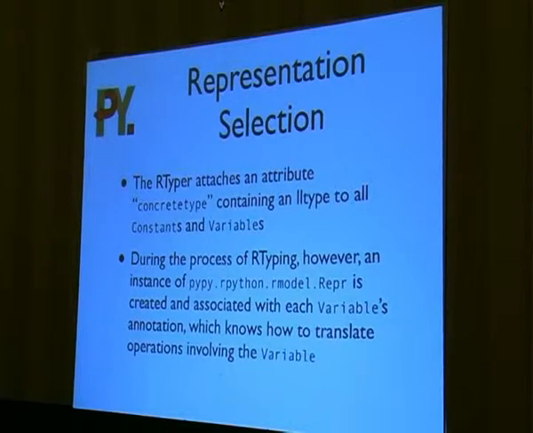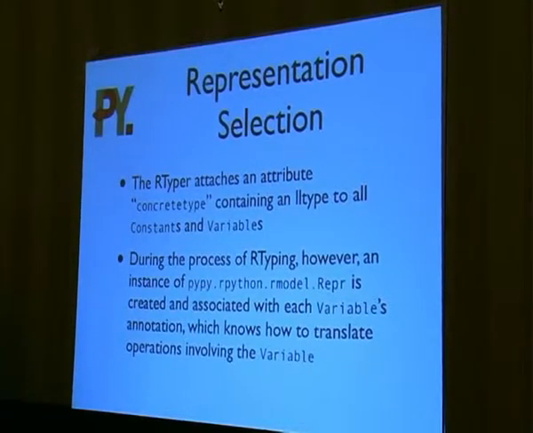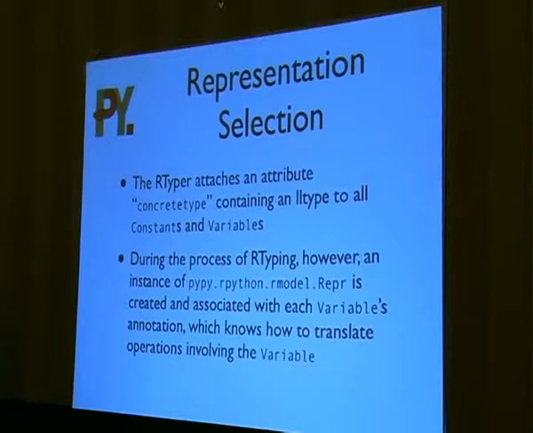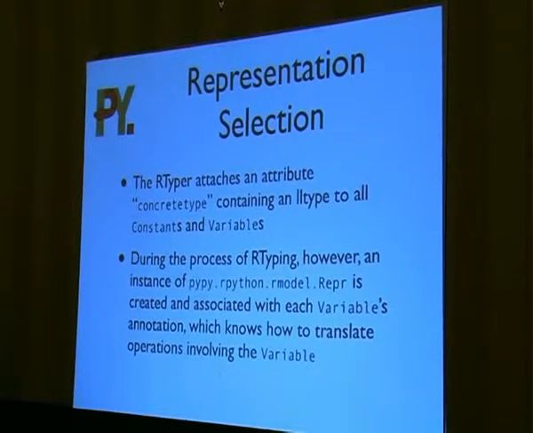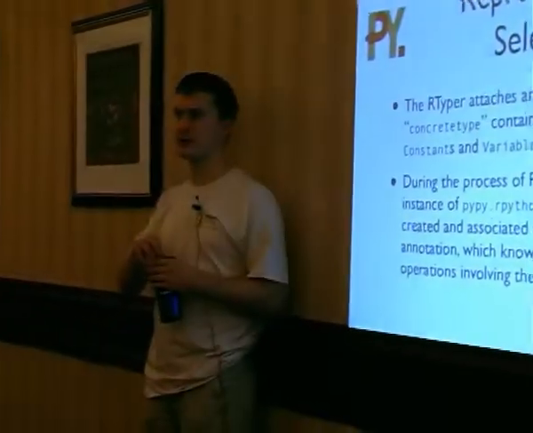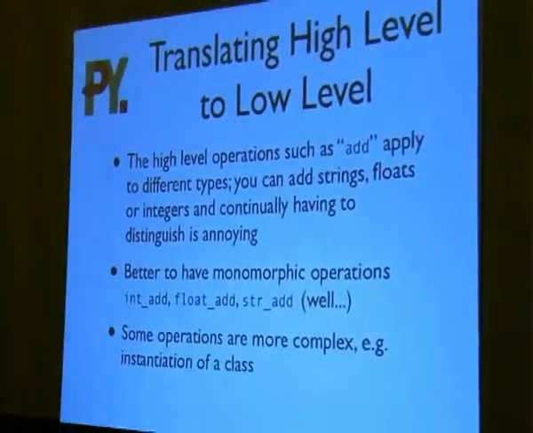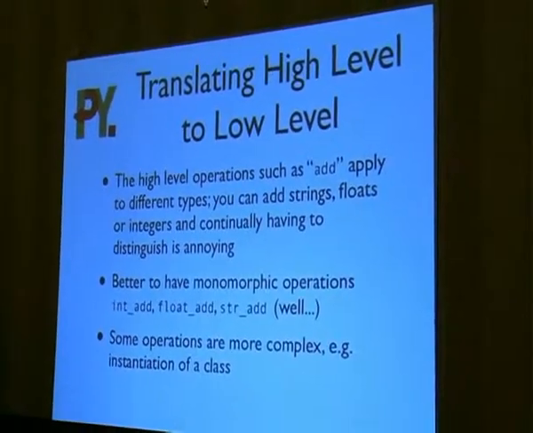However, while R-typing is going on, there are these classes called repr, which I guess stands for representation, which are associated with each annotation, so not quite associated with the variable, they're associated with the SomePBC or the SomeInteger, which know how, essentially their job is to translate the high-level operations like add into the low-level operations like integer add. Yes, the high-level operation add applies to strings, floats, integers, probably not much else.